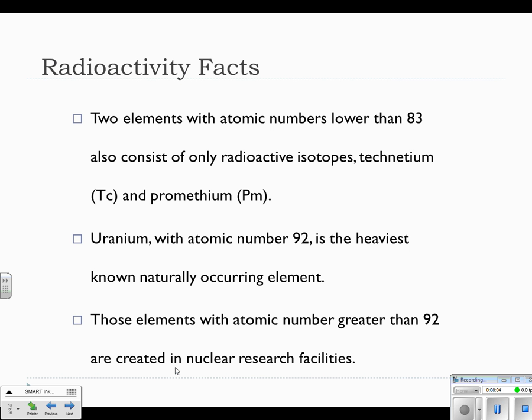Uranium was used in the atomic bomb, one of the atomic bombs that was dropped during World War II. It was the bigger one. The other bomb was made with polonium.